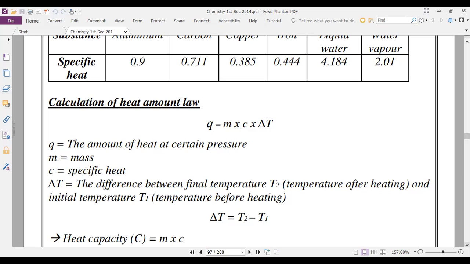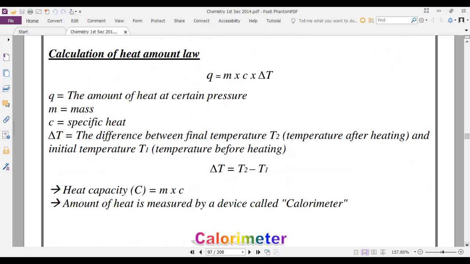And there is another rule which is called heat capacity. Heat capacity, capital C, equals MC, mass times specific heat. And the amount of heat is measured by a device called the calorimeter.